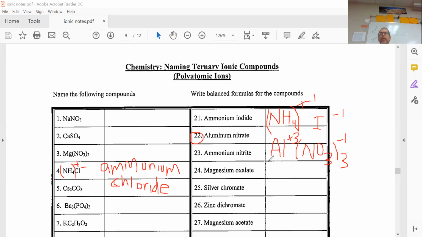Okay, this is page 7-8 of your homework packet, and work on that. Let me know if you have questions. Thank you.